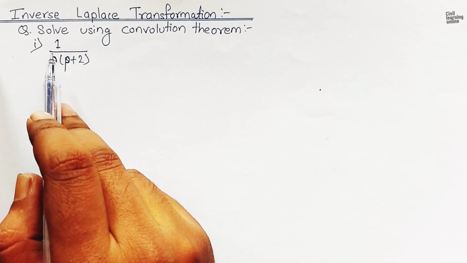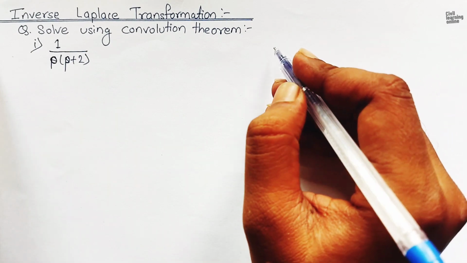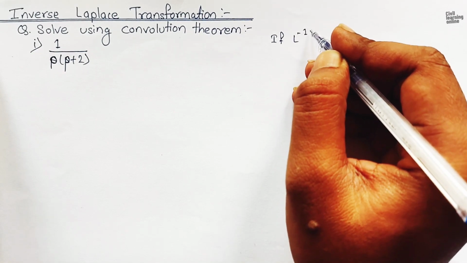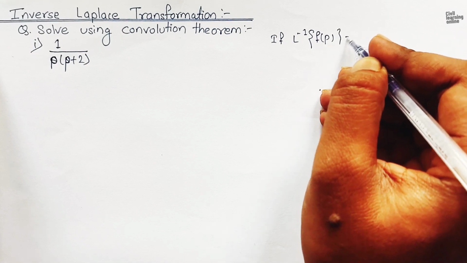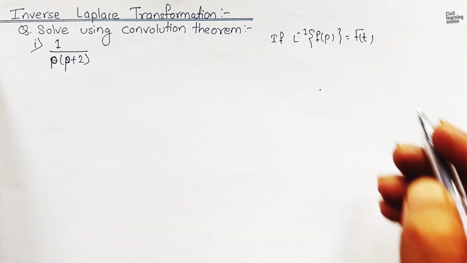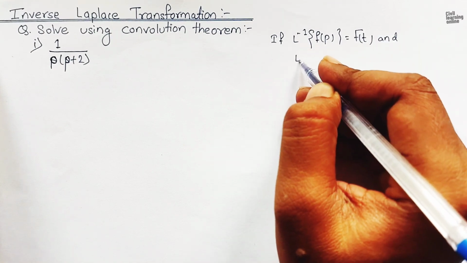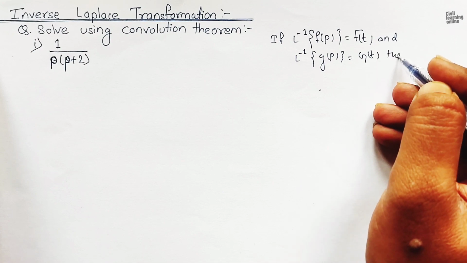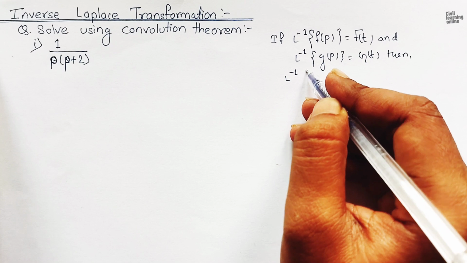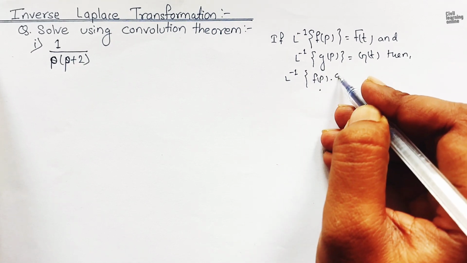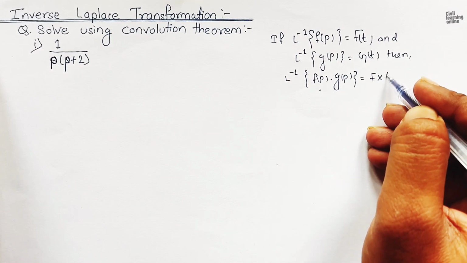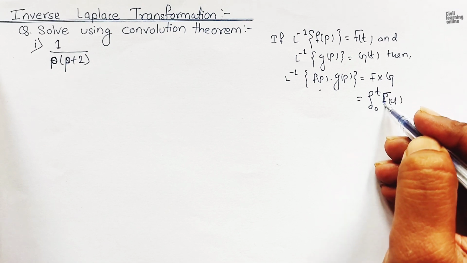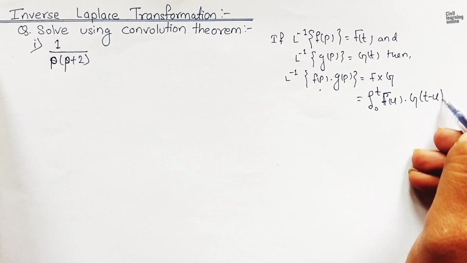So here we have a question in which we have 1 upon p times p plus 2. Let's start from the beginning. The definition of the convolution theorem says that if the inverse Laplace transformation of F(p) equals f(t), and the inverse Laplace transformation of G(p) equals g(t), then the inverse Laplace transformation of F(p) times G(p) equals f cross g, which is equal to the integration from 0 to t of f(u) times g(t minus u) du.